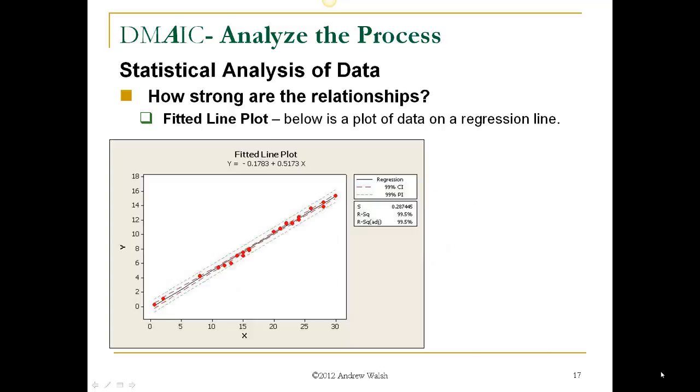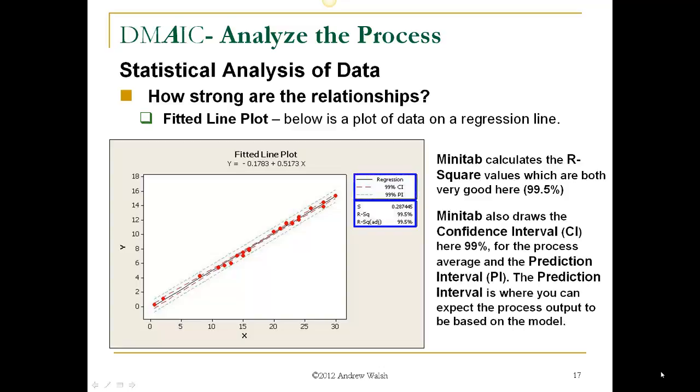Now here's a fitted line plot showing a plot of data with a regression line. Minitab calculates the R-square values, which are very good here, 99.5%. Minitab also draws the confidence interval, here 99%, for the process average, and the prediction interval. The prediction interval is where you can expect the process output to be based on the model. So let's say we had an x value of 5. The y could be anywhere from this point on the line up to this point on the line. So we could expect our y value could be somewhere between those 2 points.